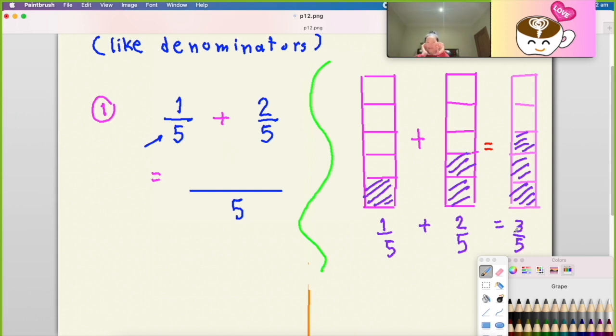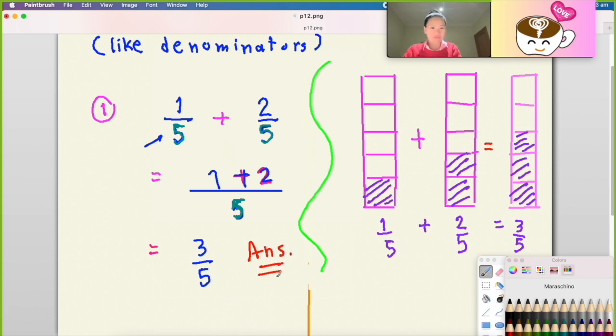What you're going to do is, if you have the same denominator, you just put the denominator there, 5. And on the top here, let me use a different color for you, you just sum them: 1 plus 2 is equal to 3. So your answer is 3 out of 5. Does that make sense?